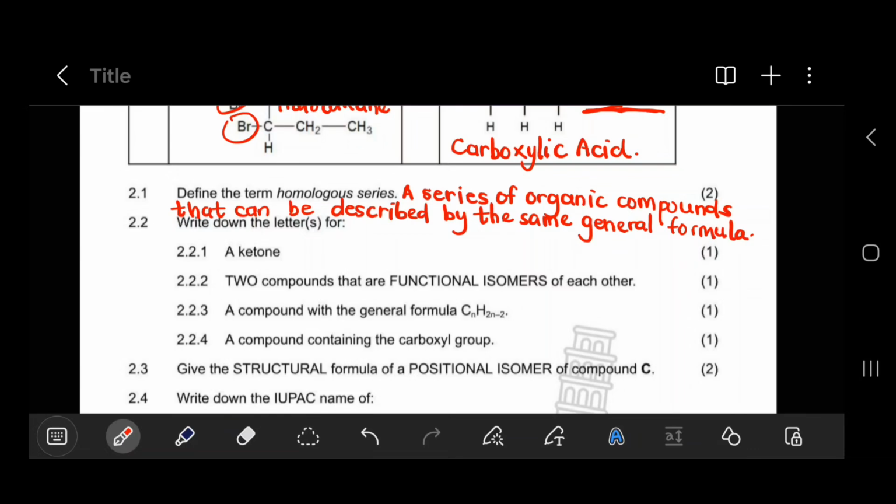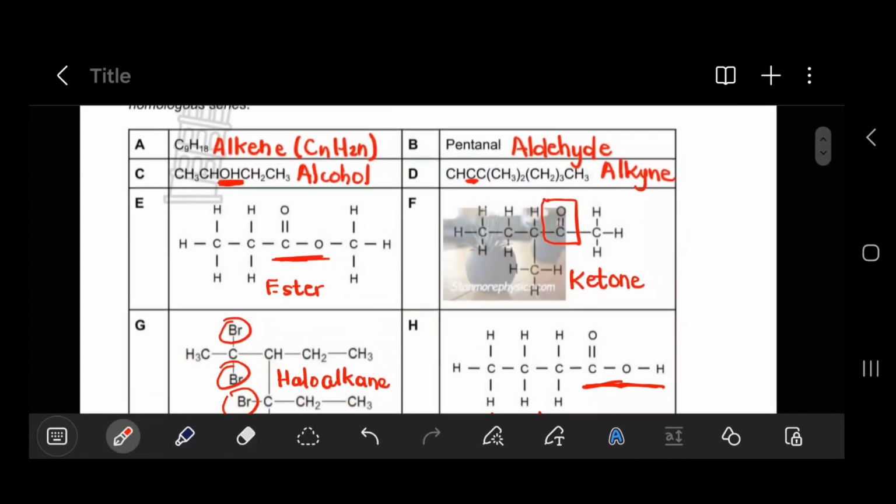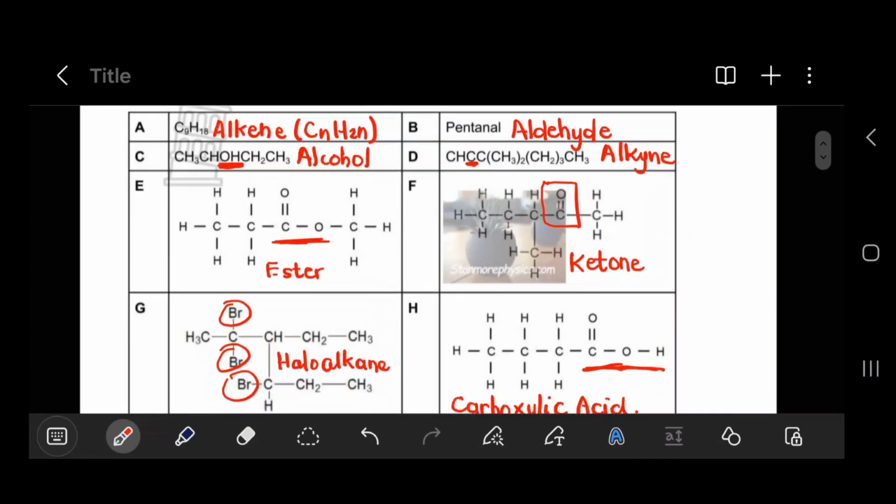But this seems to be the more commonly used definition. Now, 2.2 says write down the letter or letters for the following. And the first one they want is a ketone. Now, we had already identified a ketone from our table. That was compound F.